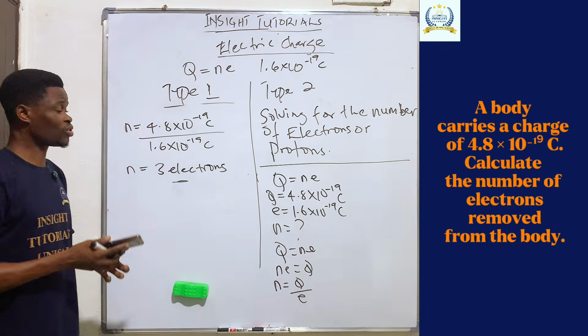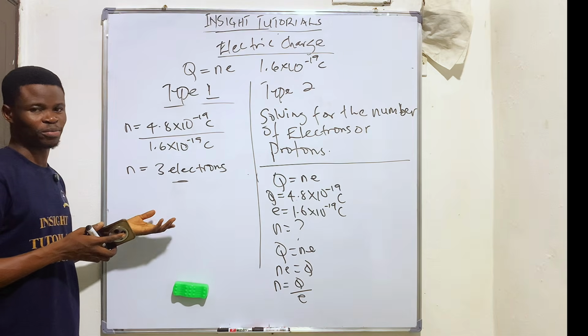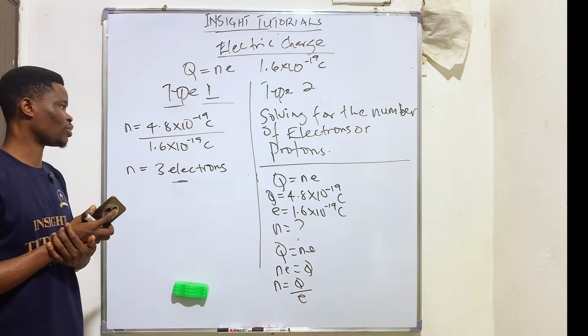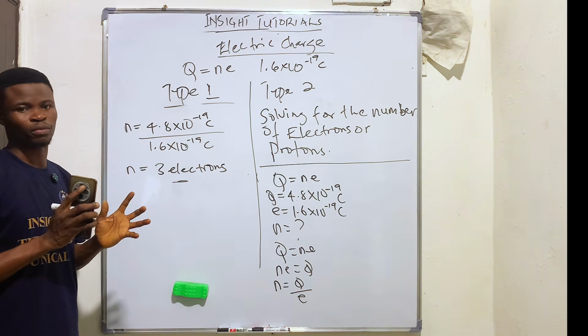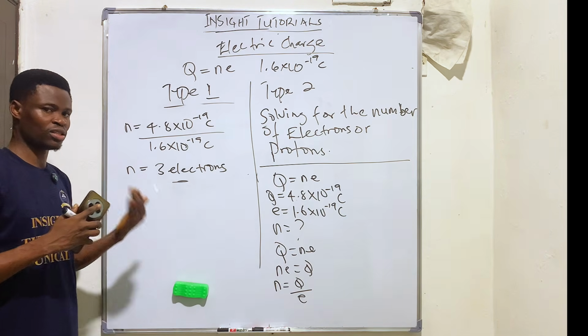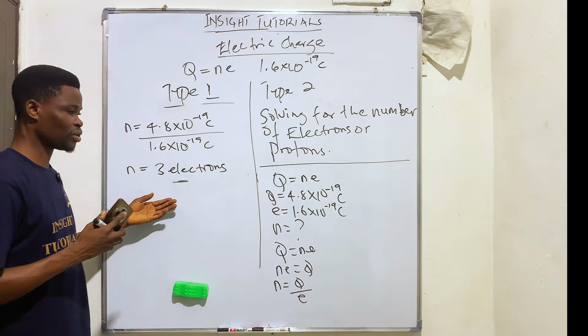It's 3 electrons. Notice that the number of electrons did not give us a fraction. It gave us a whole number. That's why it is said that in terms of charge, the charge is given in quanta, in a fixed form. It's an integer multiple of the elementary charge. So we have 3 electrons.